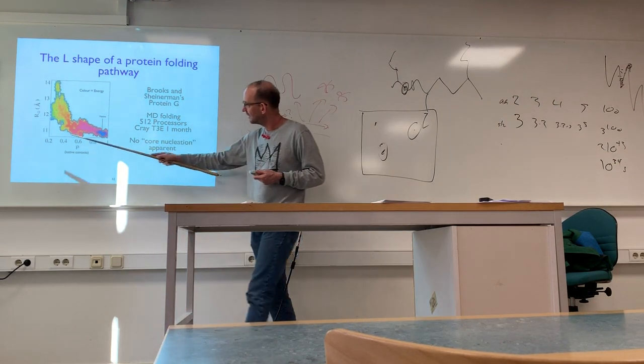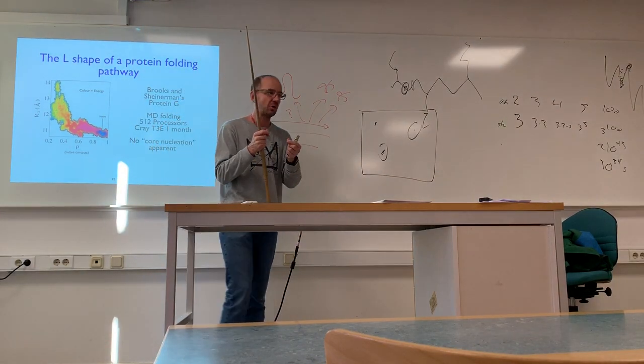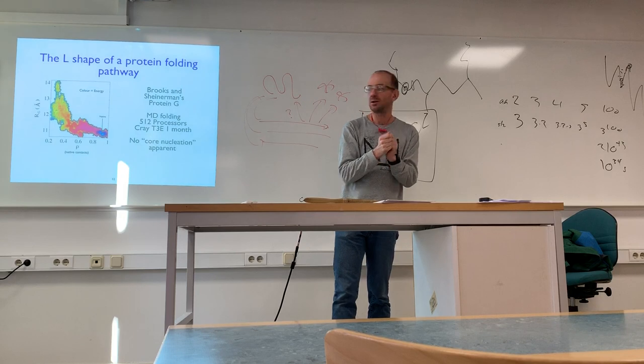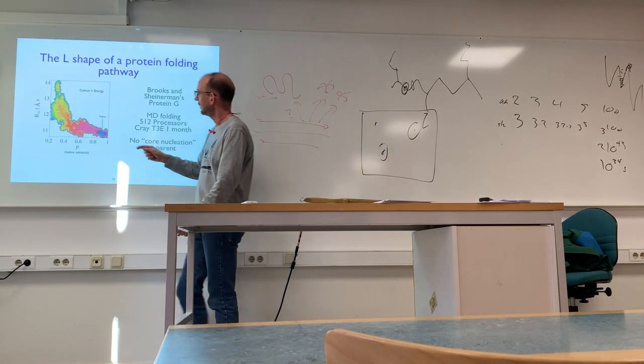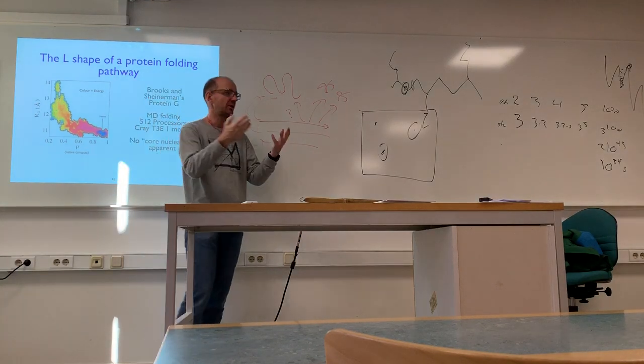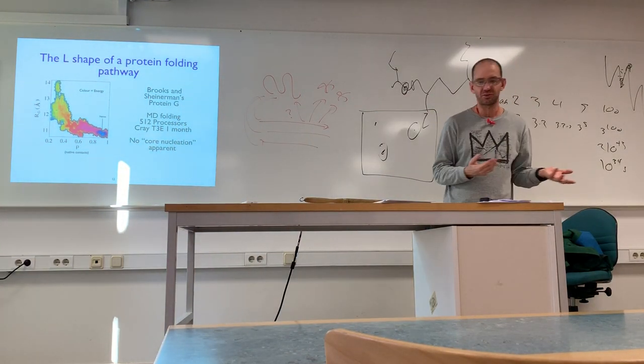And on this axis is the fraction of native contacts. So basically, you have this protein, you have, I don't know, 20 contacts between residues, and how many of these are found here. So here, half the contacts are fulfilled and half are not. It doesn't have to be the same half all the time, it can be different halves.